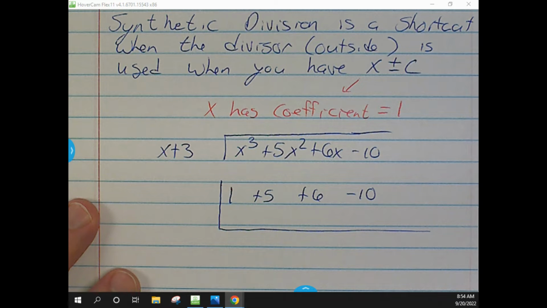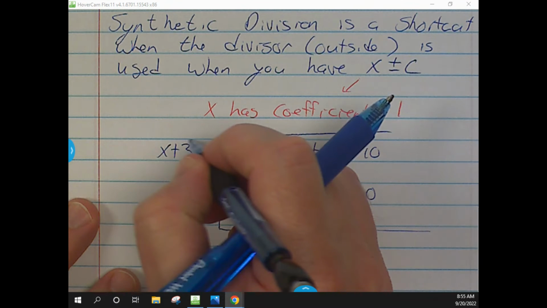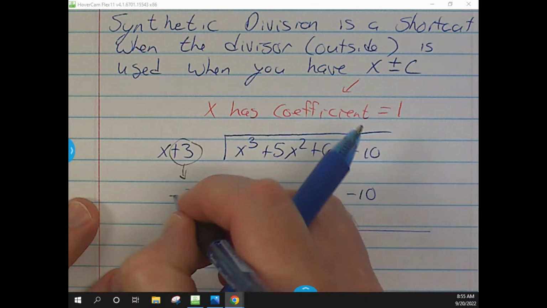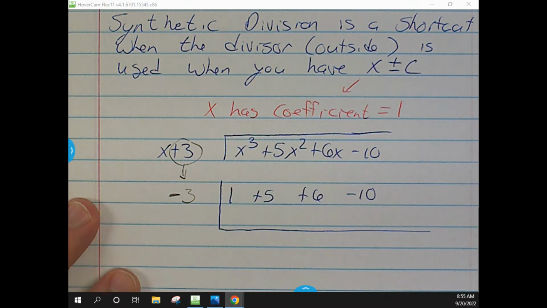Okay. On the outside, we're going to bring down only the constant that we've got here, only this plus 3. But when we bring it down, instead of making a plus 3, we're going to change it to a minus 3.